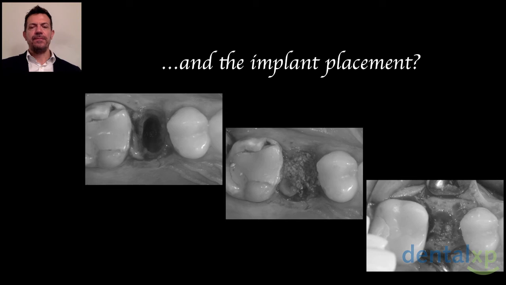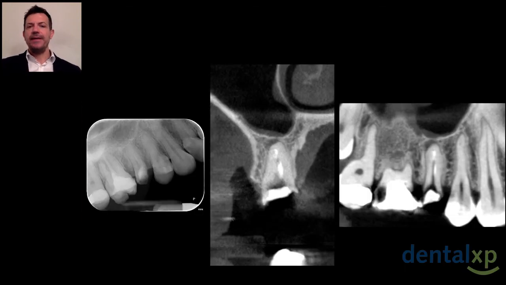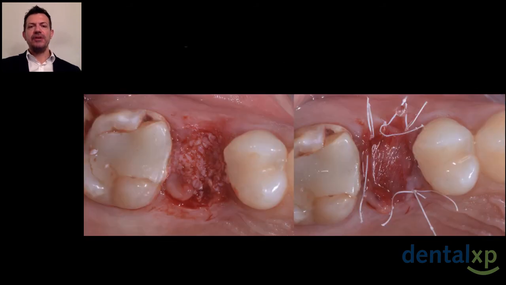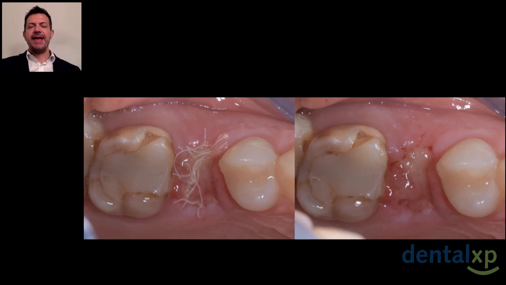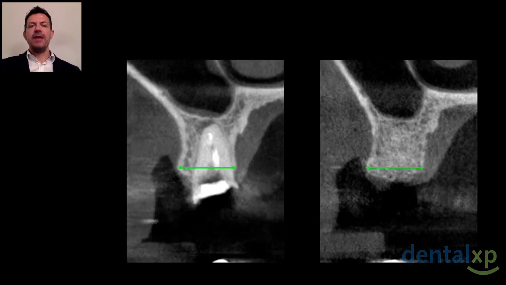And what about the implant placement? After 4 months, we know that we need bone in order to place an implant. We can see this case, an upper premolar with ridge preservation, and after the healing of the soft tissues first and of the bone after 4 months, we are able to place an implant because we have a lot of bone in the horizontal dimension and also in the vertical, in the posterior area of the maxilla.